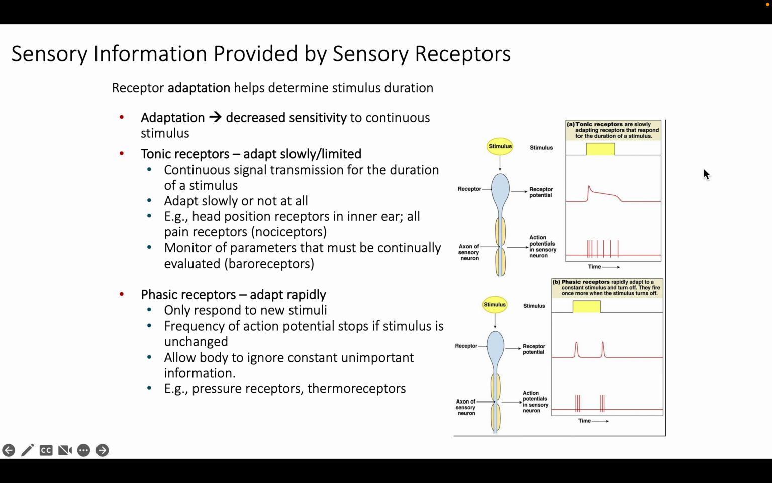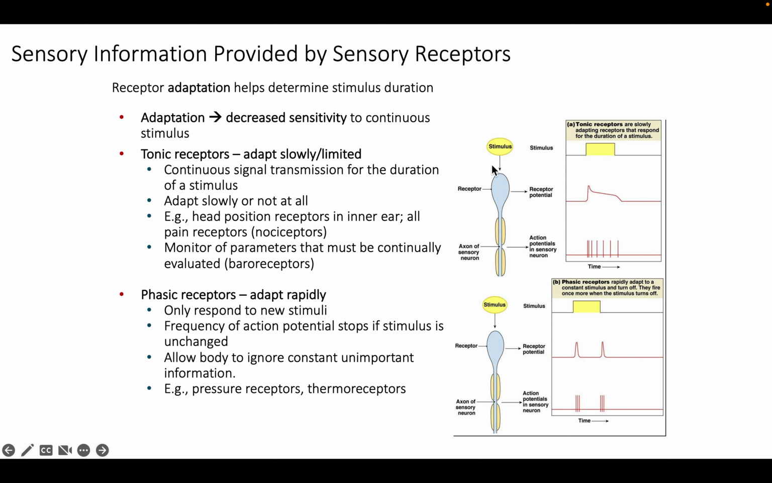So if we look over here at the right, at this graph, the top segment is showing the stimulus, the middle section is showing the initial receptor potential, and the bottom section is showing the number of action potentials generated. Okay, so here we have the onset of a stimulus. We have no stimulus, and then we onset the stimulus, and for the duration of this yellow segment, that is the continuation of the stimulus.